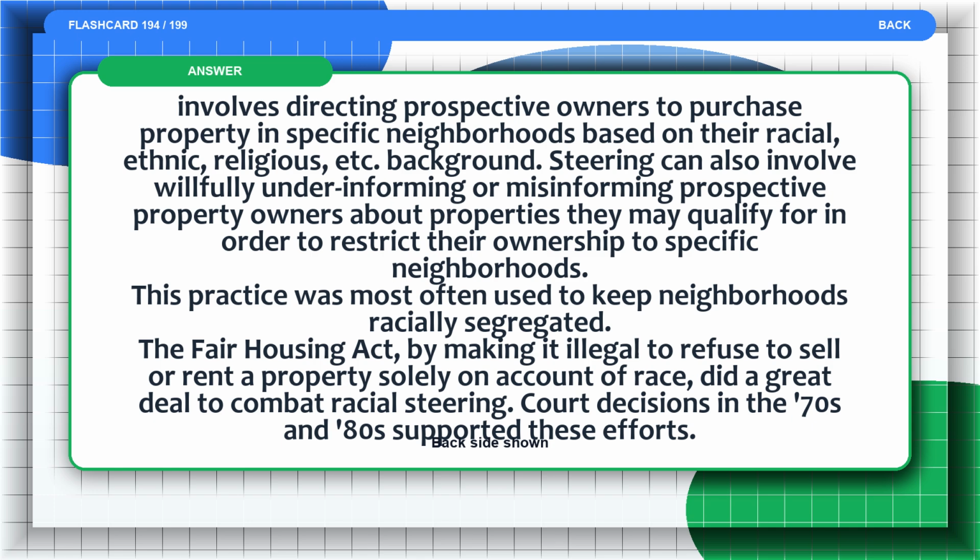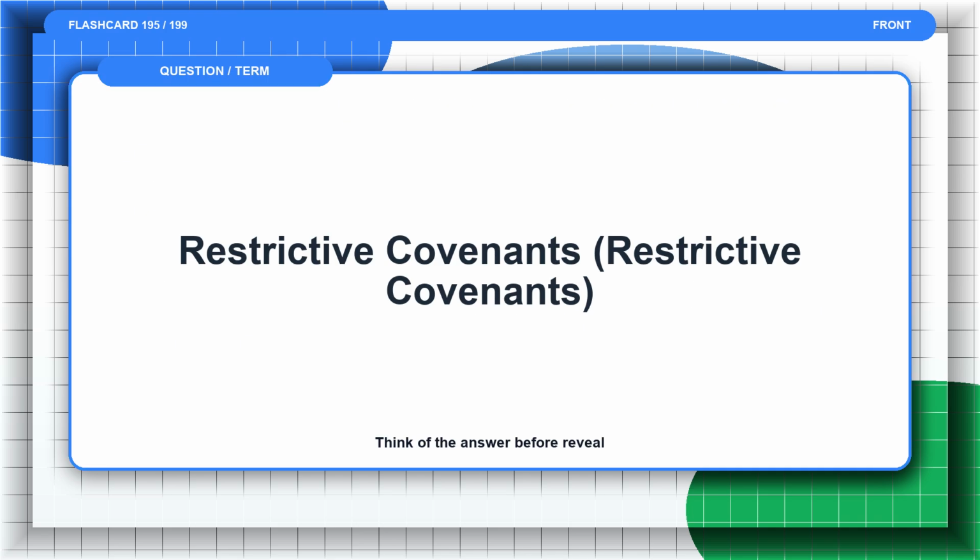This practice was most often used to keep neighborhoods racially segregated. The Fair Housing Act, by making it illegal to refuse to sell or rent a property solely on account of race, did a great deal to combat racial steering. Court decisions in the 72nd and 82nd supported these efforts. Flashcard 195. Restrictive covenants. Pause and think of the answer before the reveal.